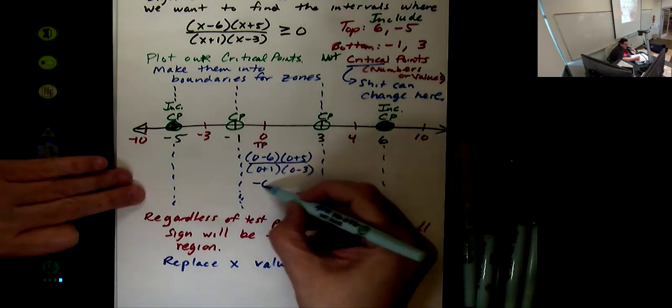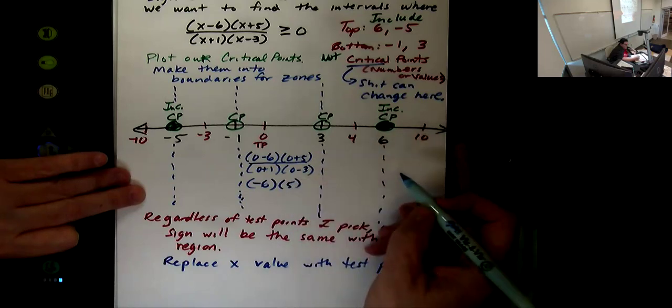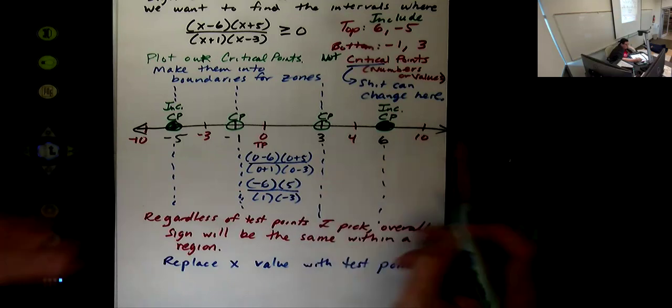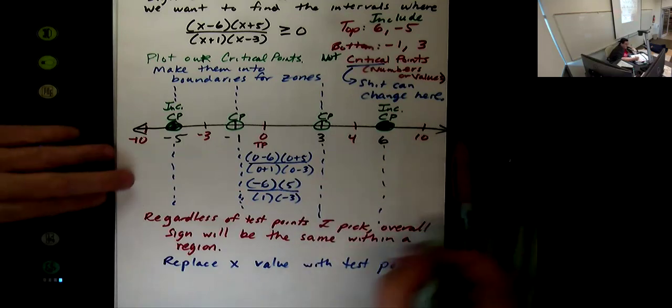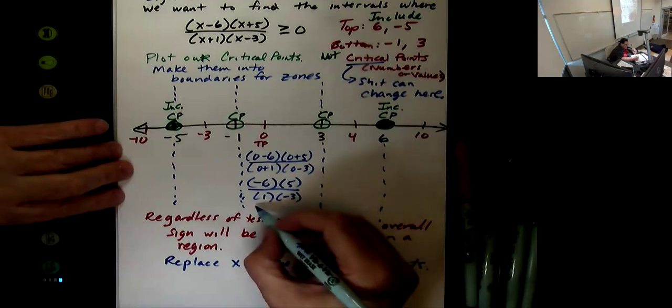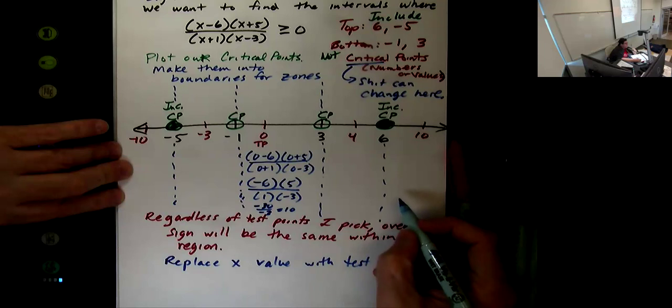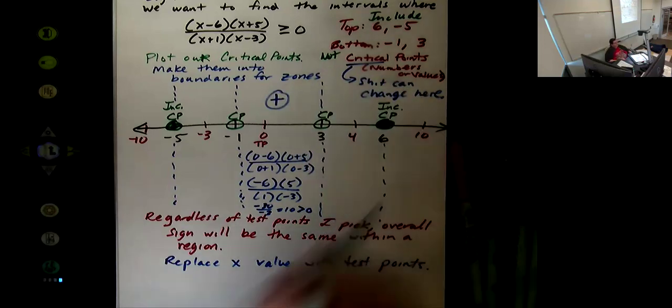So if I clean this up, I've got -6 on top, 5 on bottom, 1 on bottom, and -3 on bottom. If I multiply this out, this is -30 over -3, which is 10. 10 is greater than 0, so I'm gonna mark this region as positive.